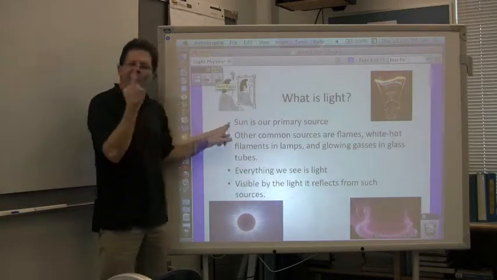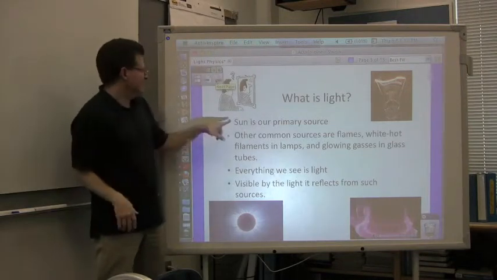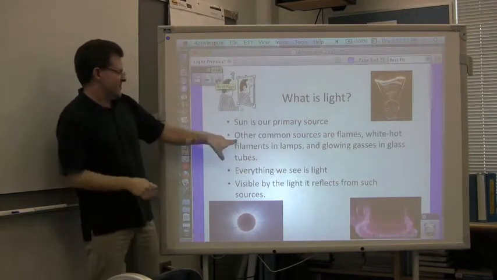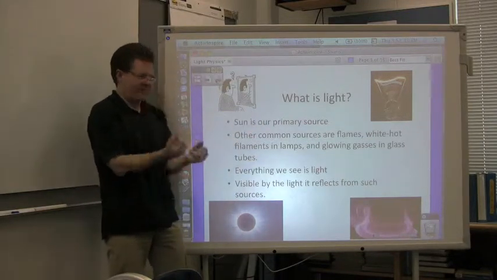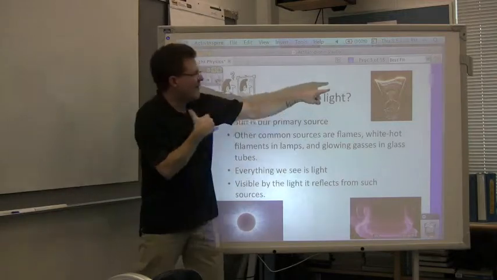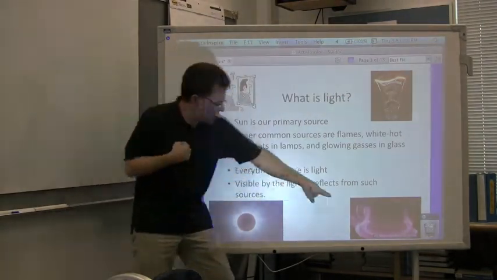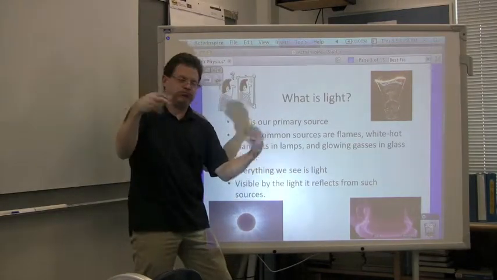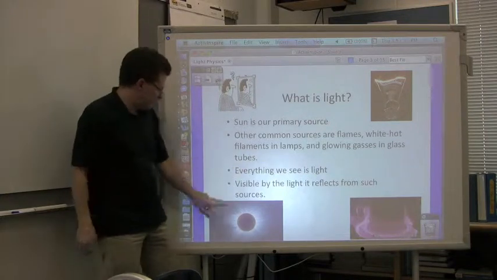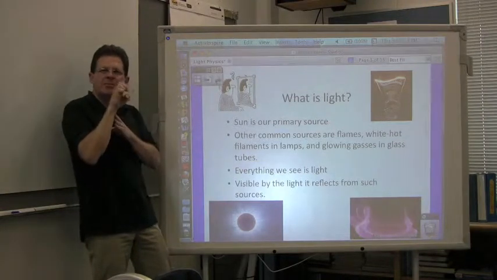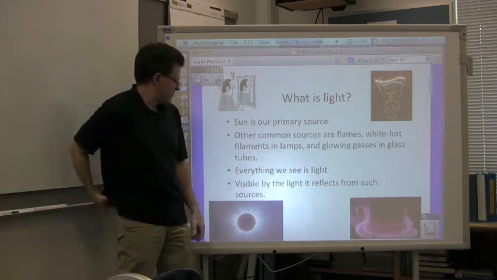Okay, so what is light? We've always had the sun as the primary source. We've always had that. That never has stopped. Other common sources include flames, the fire, you see the light there. You also see here in the light the filament. We also have here plasma, and it emits a charge and the light glows from there. And also we have the sun via eclipse. Whenever the moon and the sun cover up one another, you get that sort of effect.